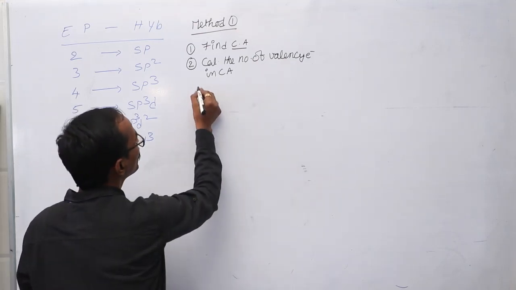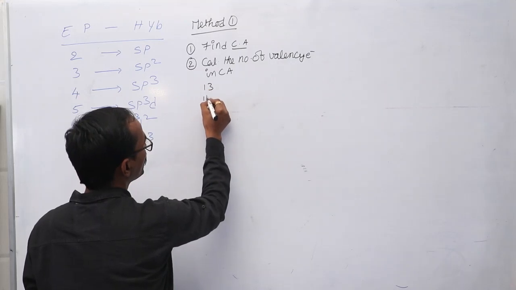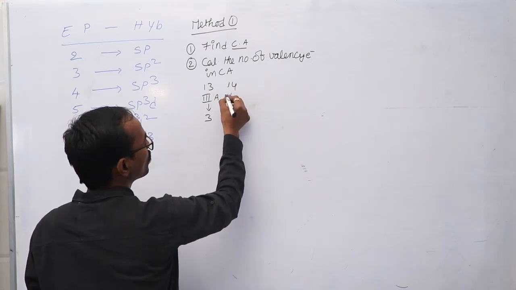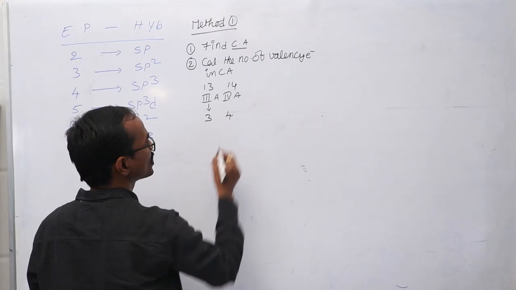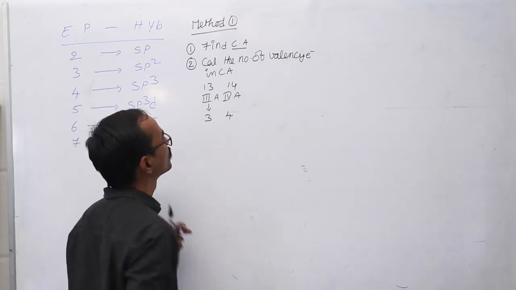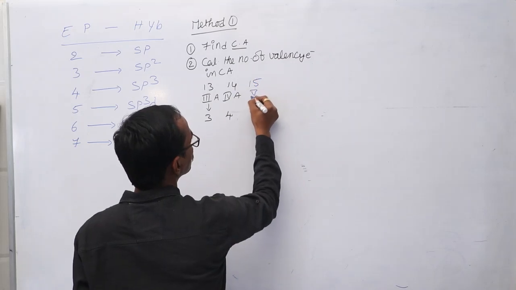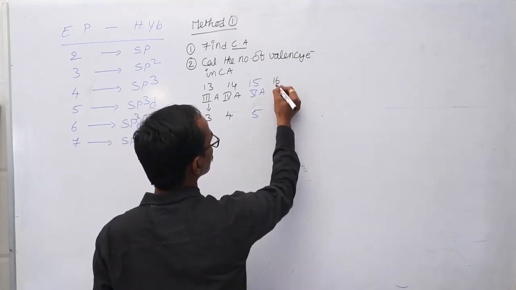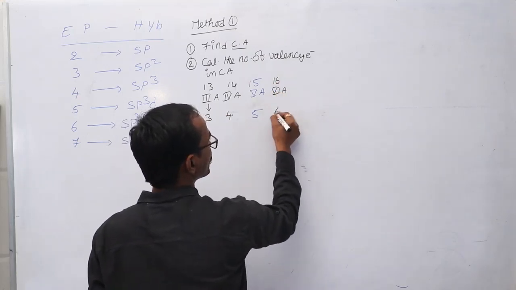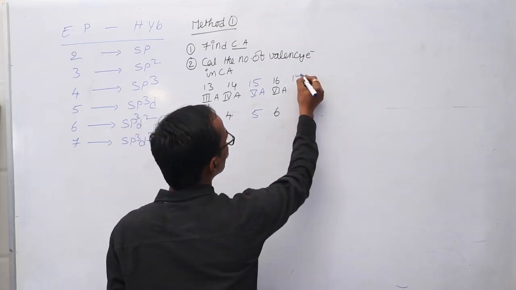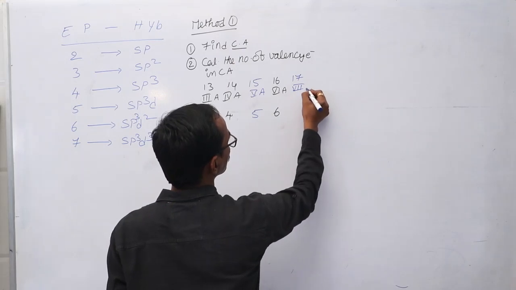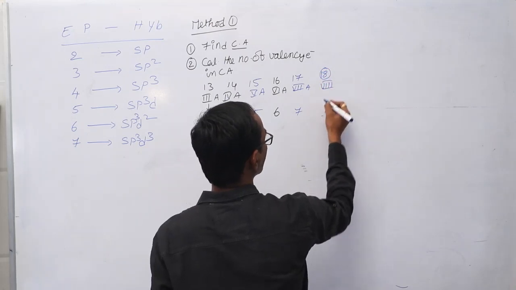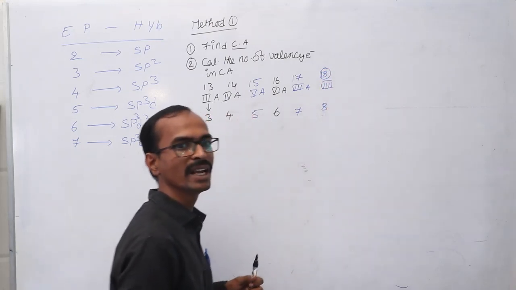For example, if the element belongs to the 13th group or 3A group, the number of valency electrons is 3. 14th group or 4A group, valency electrons is 4. 15th group or 5A group, valency electrons is 5. 16th group or 6A group, valency electrons is 6. 17th group or 7A group, 7. 18th group or 8th group, that is inert gases, the valency electrons will be 8.